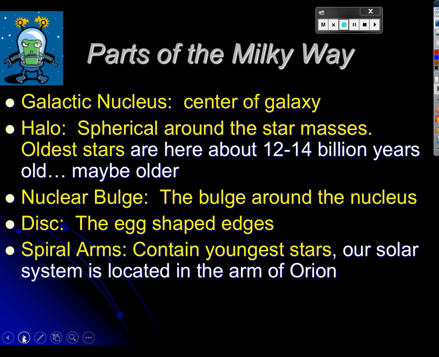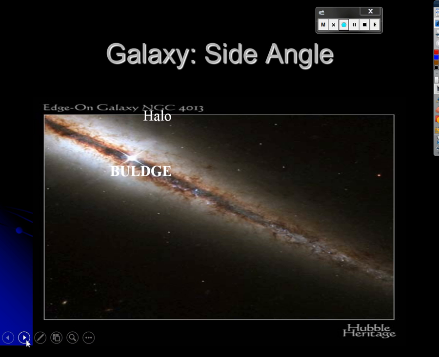These contain the youngest stars, and you need to know that our solar system is in the arm of Orion, and it's full of young stars. Here's a side angle of it.